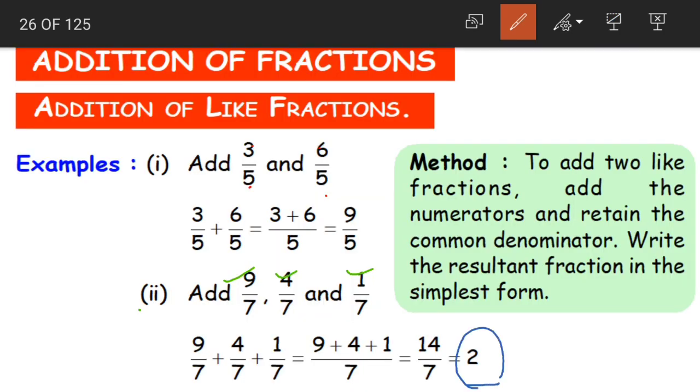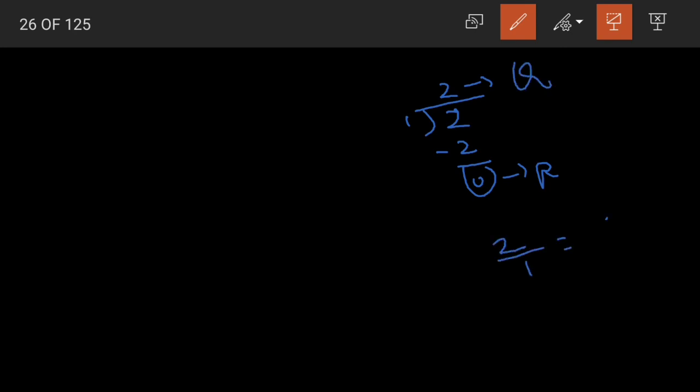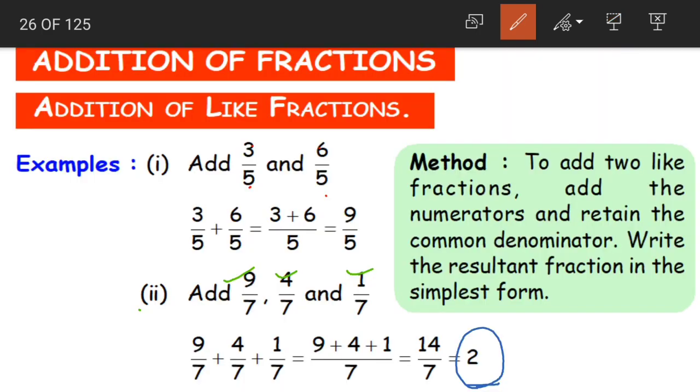2 by 1 is nothing but 2. How? If you divide 2 by 1, we have 1 2s are 2. When we subtract, 0 is our remainder. What is the quotient here? 2 is the quotient. So 2 by 1 is nothing but 2. So the sum of 9 by 7, 4 by 7 and 1 by 7 is 2.